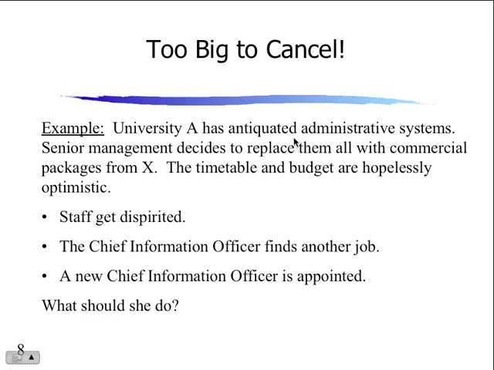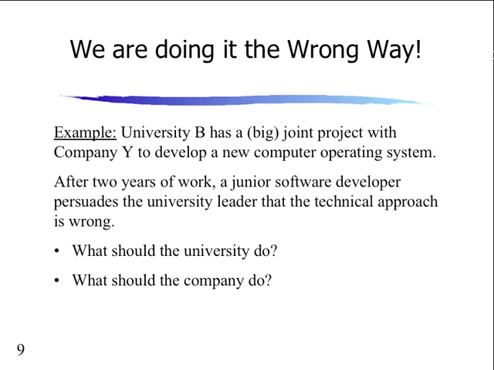University A has an anticipated administrative system. Senior management decides to replace them all with commercial packages from X. The timetable and the budget are hopelessly optimistic, unrealistic. Staff get dispirited. The chief information officer finds another job. A new chief information officer is appointed. What should she do? Well, she probably should assess it and cancel it. But then you're going to cost the company a lot of money. But sometimes it makes sense to cost the company a lot of money. In fact, that money might be less than if you continued the project for another year and then cost the company a lot of money, because eventually it's going to fail.